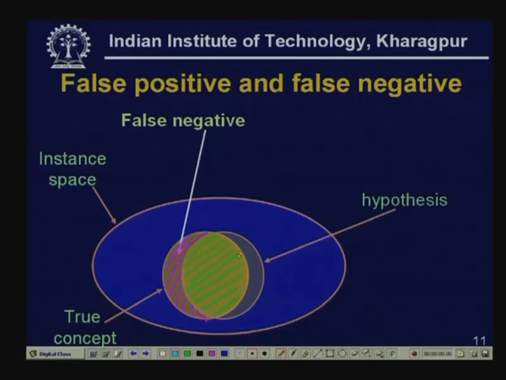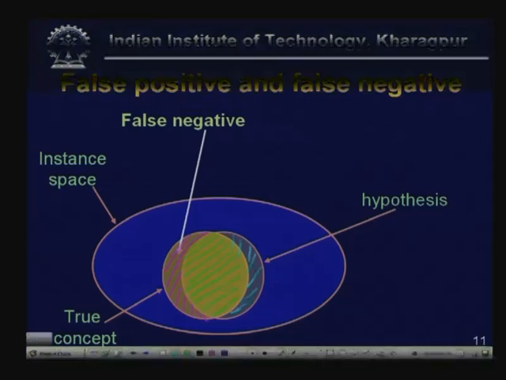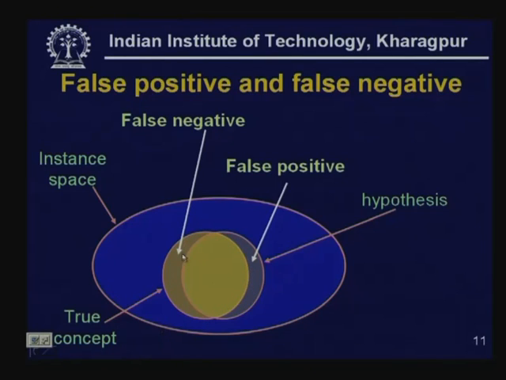Similarly, these instances are classified as positive by the hypothesis, but actually according to the concept they do not belong to the concept. So, they are called false positives. So, this is the region of false negatives, this is the region of false positives, and the middle ones are labeled as positive by both the hypothesis as well as the concept, and the rest of the instances are also labeled as negative by both the concept and the hypothesis. So, the false positives and the false negatives are the two regions of error for the hypothesis.